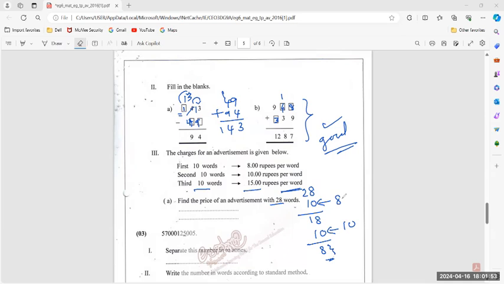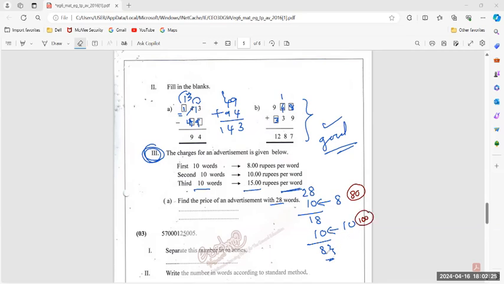See, this is an IQ question, okay? So the first 10 words, 8 rupees per word. So 10 words are there, 8 rupees per word being charged. So the charge is 80 rupees. So the next 10 words, per word 10 rupees will be charged. So here 100 rupees are charged.